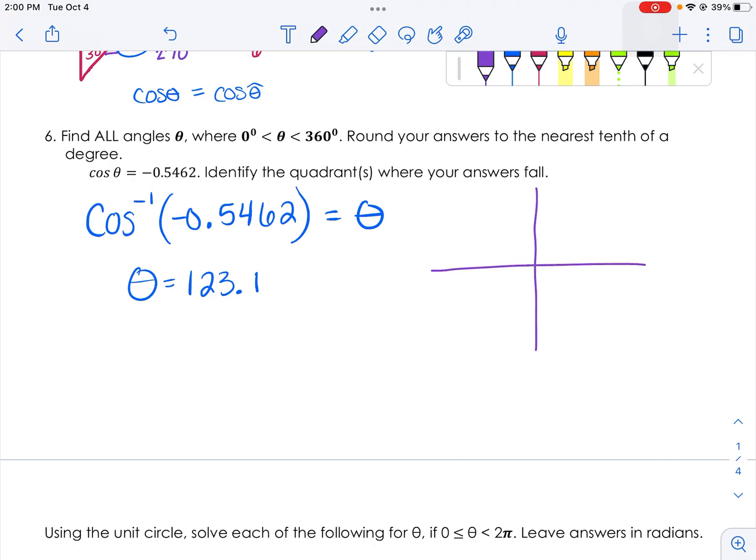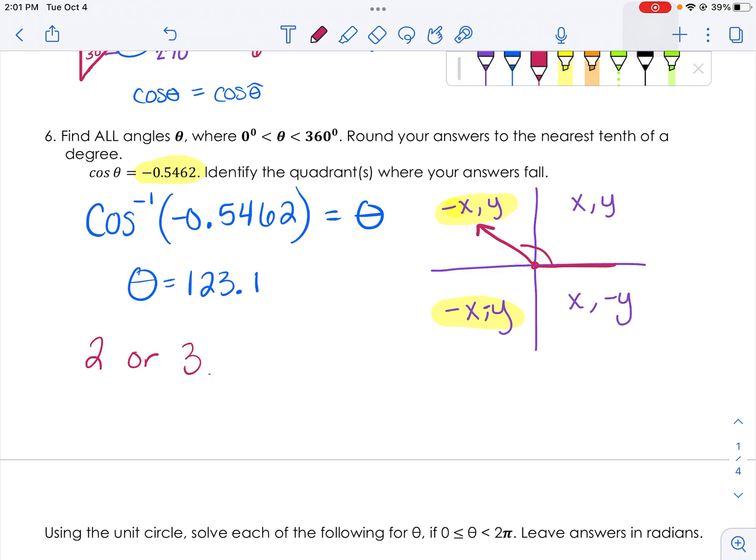So if you think about cosine, cosine's the x-coordinate. The x's are positive here. X's are negative in the second quadrant. X's are negative in the third quadrant. And then x's are positive over here, and y's are negative. I wanted where cosine was negative. So anytime the x value in my quadrant is negative, so cosine is negative here, and cosine is negative in here. So cosine is negative in quadrant 2 or quadrant 3. 123 degrees is that first angle right here, 123 degrees.